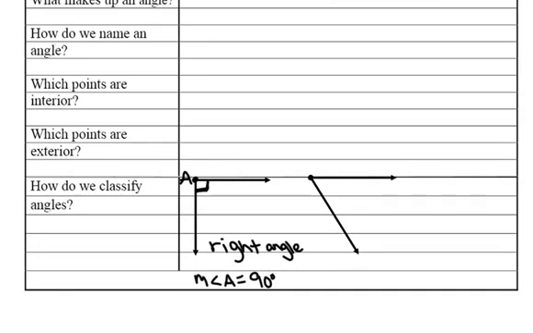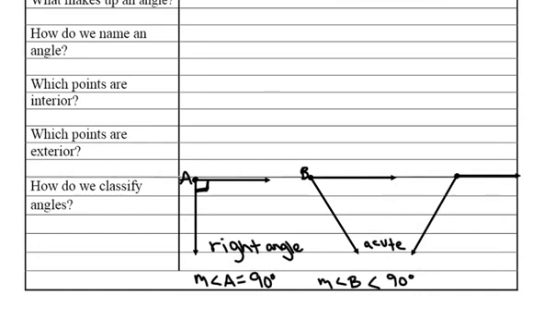The second way we would classify an angle, let's say this is angle B. And clearly angle B is less than this 90 degrees. And that is what we would call an acute angle. And an acute angle, so let's say this is measure angle B, the measure of angle B would be less than 90 degrees.